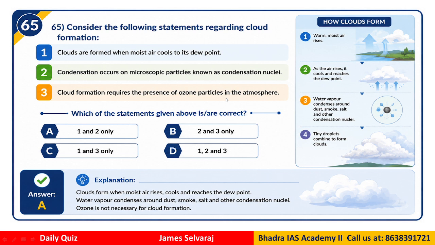So if you look at here, clouds are formed when moist air cools to its dew point. That statement is correct. Condensation occurs on the microscopic particles known as the condensation nuclei. The problem is statement 3. Statement 3 cannot be correct. Cloud formation requires the presence of ozone particles. That is not correct. Why? The ozone particles are not necessary for cloud formation. So I have given here the explanation for that. Clear? So the correct answer therefore would be statements 1 and 2 only.